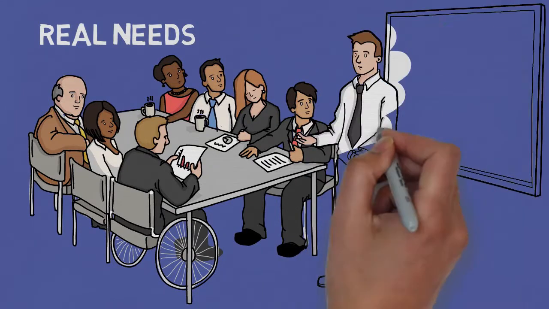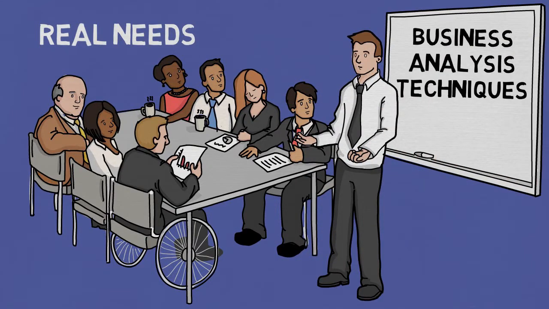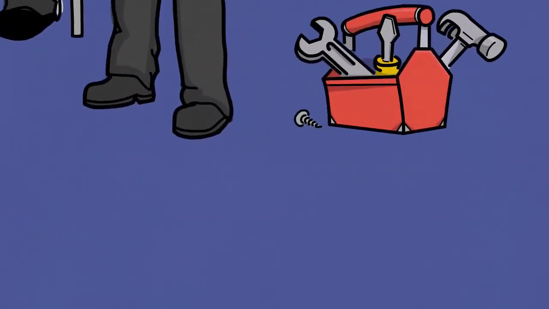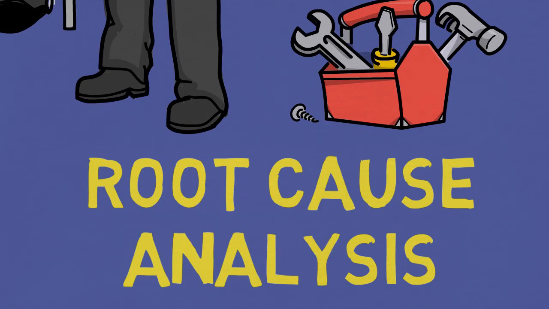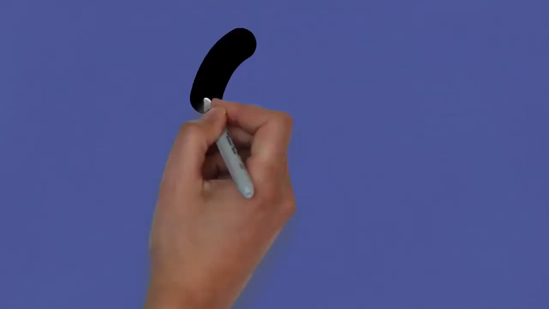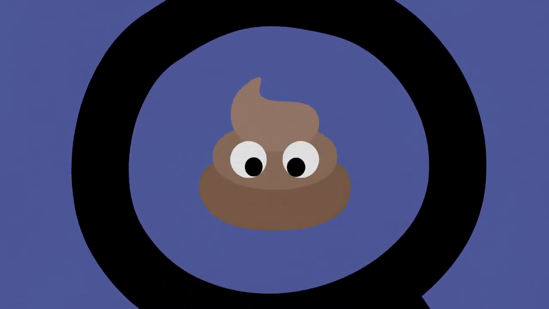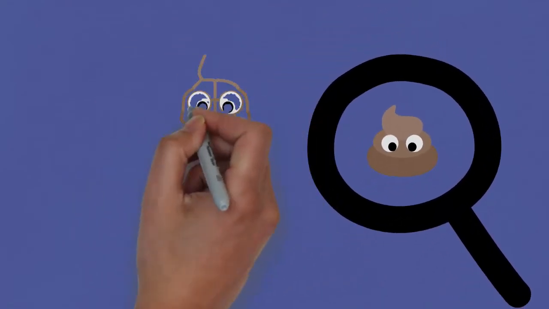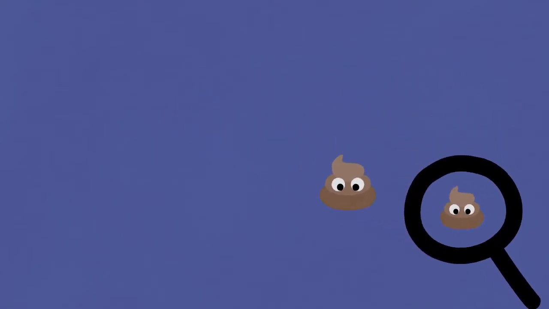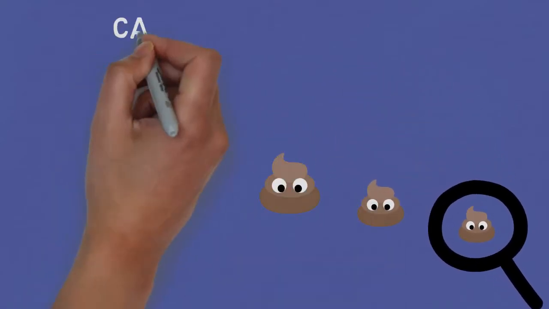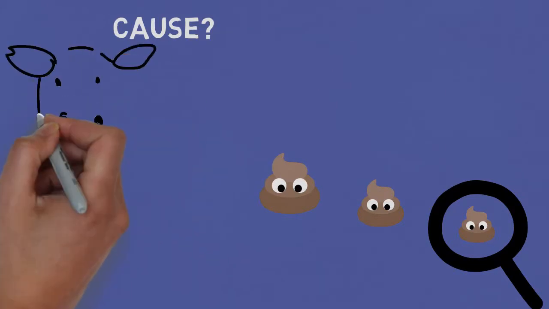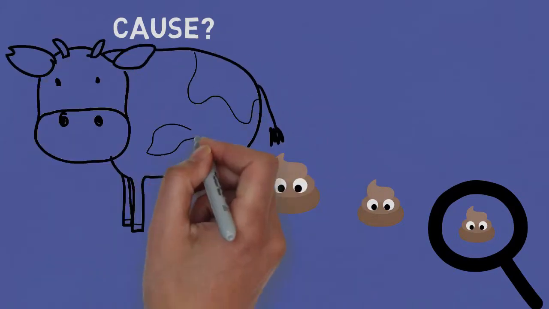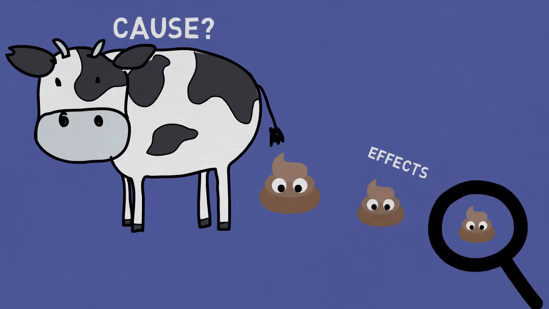There are several business analysis techniques that can assist you in this work. Let's now talk about one of them, root cause analysis. This technique is used to systematically identify and analyze the origin of a problem. It's essential that our efforts are directed to solve the cause of the problems. Otherwise, we will spend a lot of energy just dealing with the effects without any effective results.